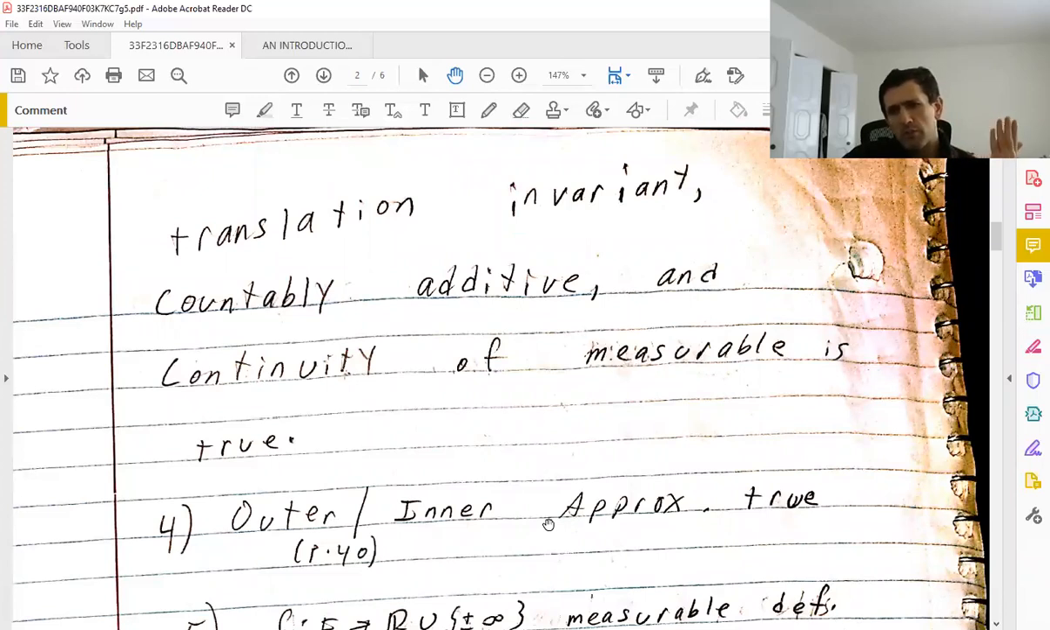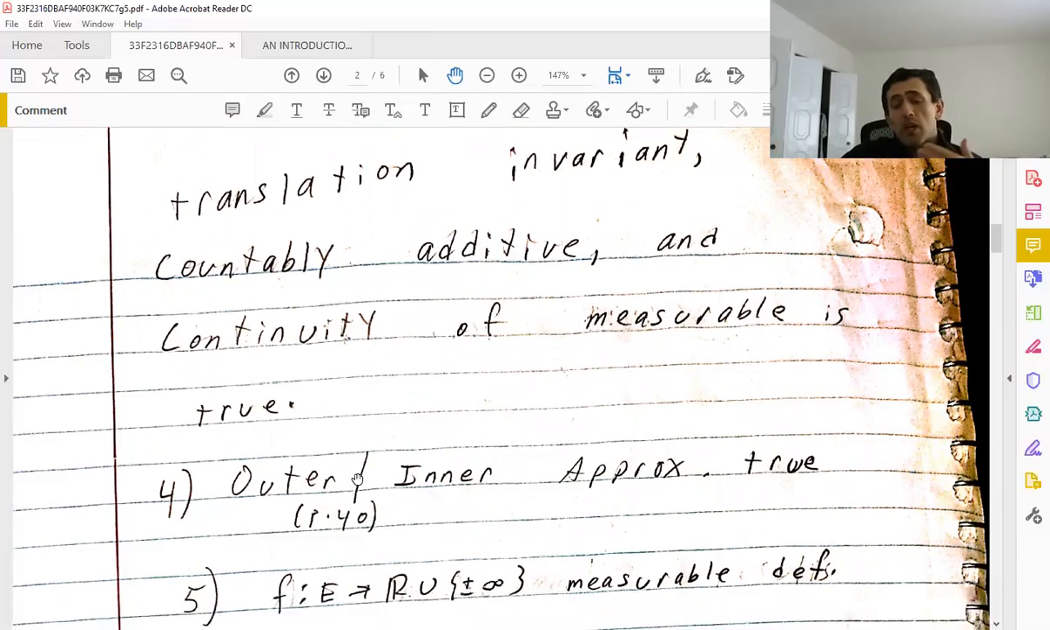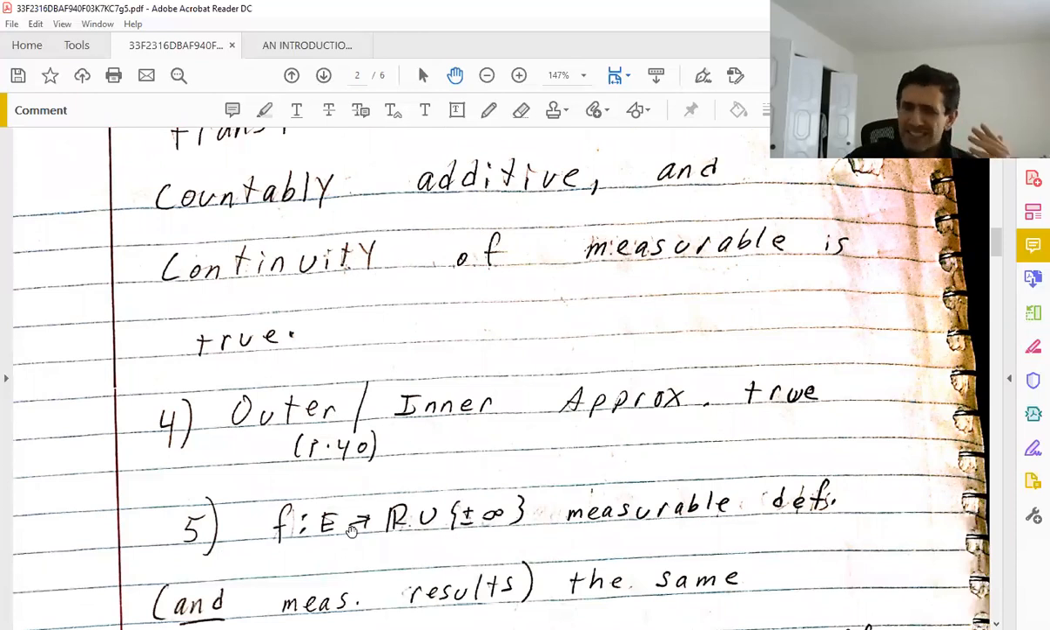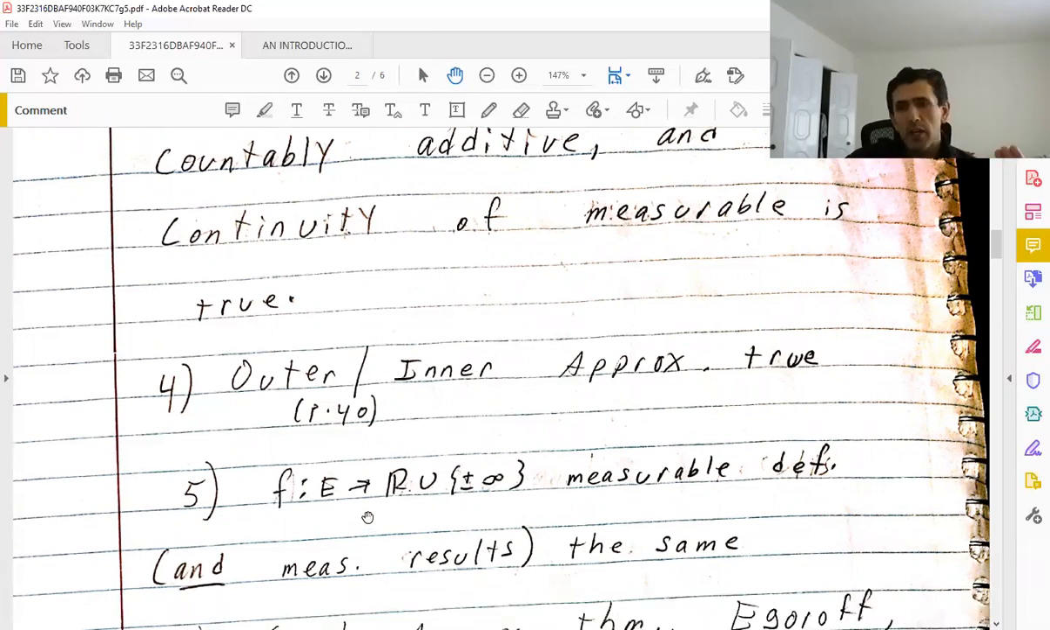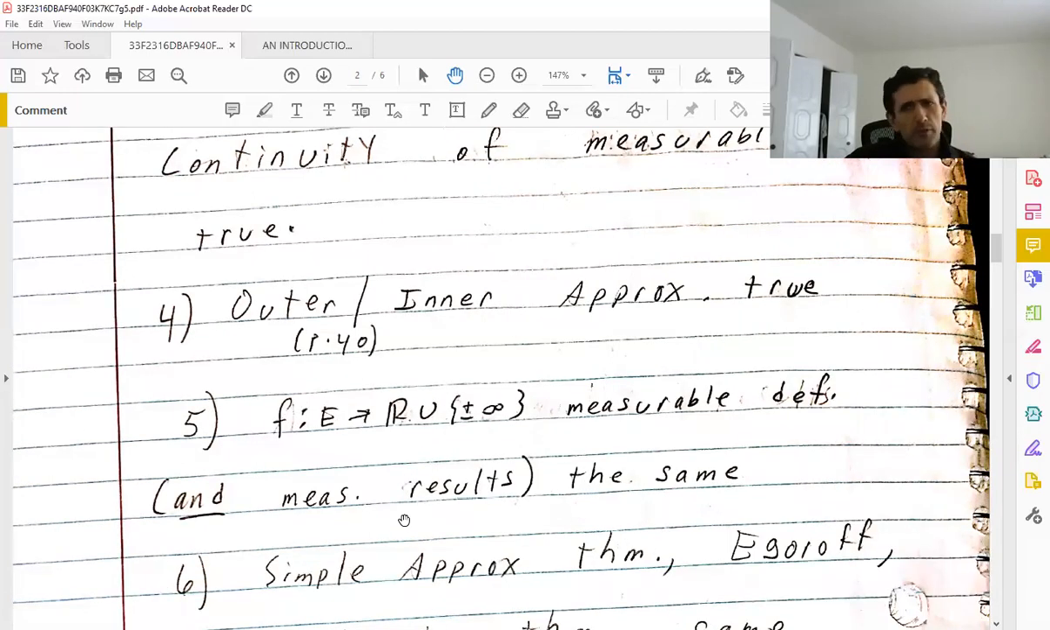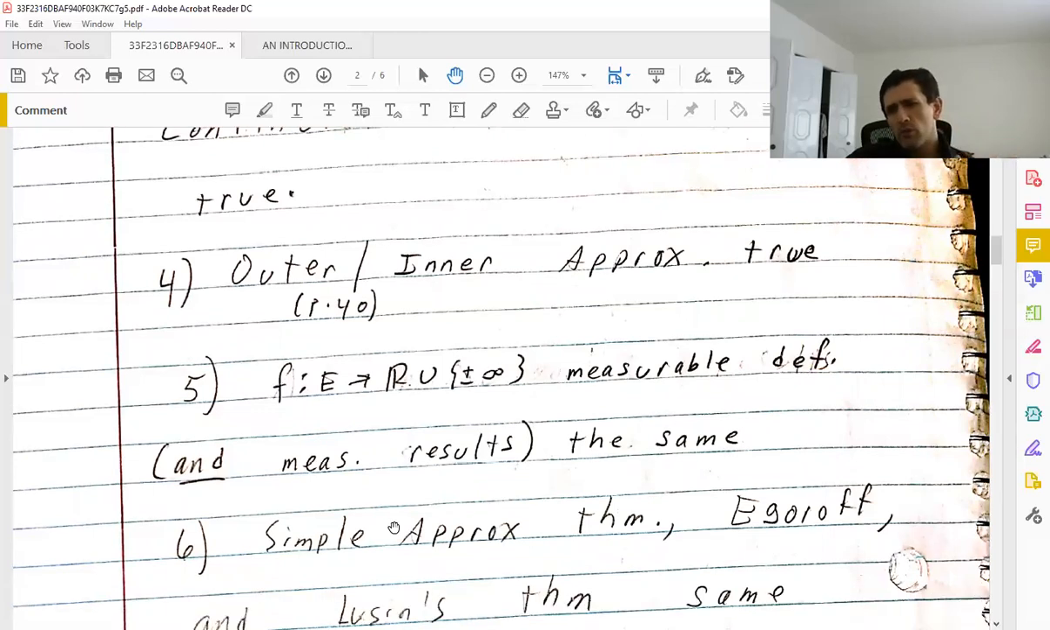The proofs are very similar to the proofs on page 40. And particularly what's on page 40 is true. The definition of measurability of an extended valued function, where E is a measurable subset of R^d, that's the same. All the measurability results are the same, and the proofs are identical. The proofs and statements of the simple approximation theorem, Egorov's theorem, and Lusin's theorem are basically the same, with one caveat, and that is the proof of Lusin's theorem is different.